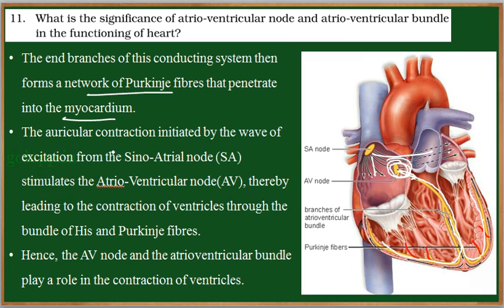So, this is the importance of the AV node. The AV node receives the impulses produced by the SA node, stores them until the upper chambers complete their contraction, and then releases the impulses, which are taken to the ventricles through the bundle of His and Purkinje fibers, and later the ventricles start contracting. So that all four chambers will not contract at the same time. The AV node prevents the contraction of all four chambers at the same time. So this is the significance of the atrioventricular node and atrioventricular bundle.